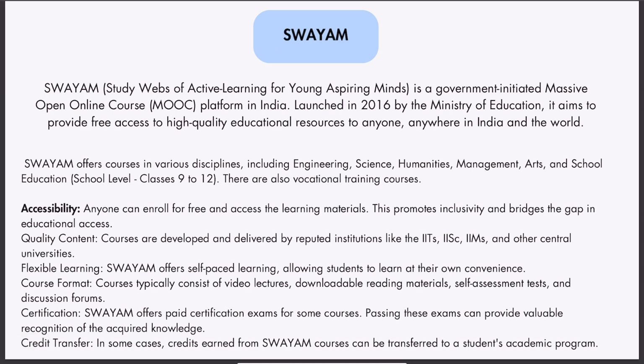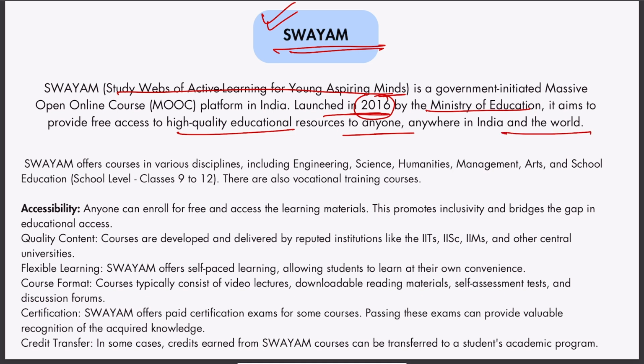Next, we have SWAYAM, probably one of the most important topics in the entirety of NET Paper 1. So SWAYAM, the full form, Study Webs of Active Learning for Young Aspiring Minds, is a government initiative, a massive open online learning platform in India, launched in 2016. So the full form is important. When it was launched is important. It was launched by the Ministry of Education. It aims to provide free access to high quality educational resources anywhere in India and the world.